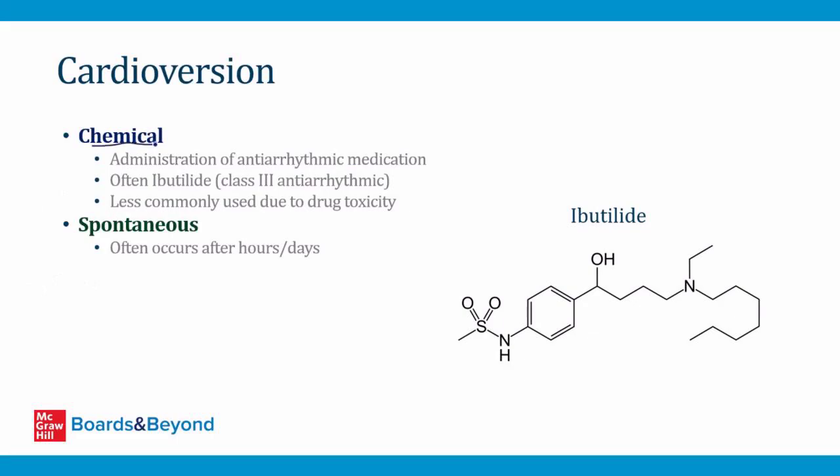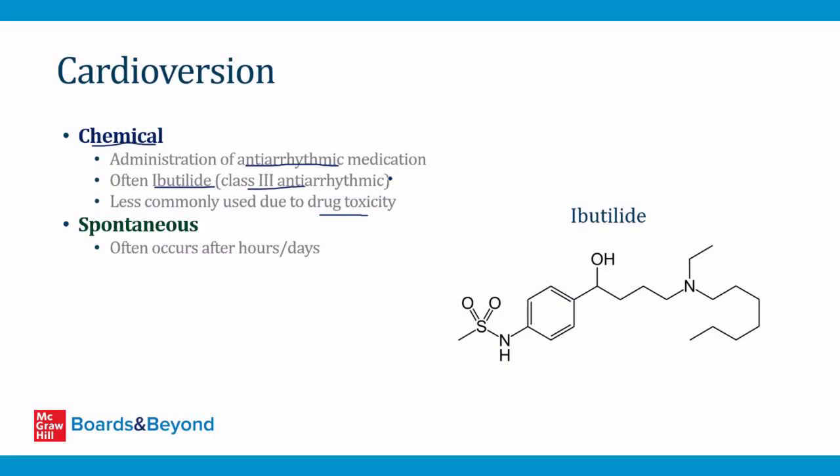This is called a chemical cardioversion. You administer an antiarrhythmic medication. The drug that's traditionally used for this is ibutilide. It's a class 3 antiarrhythmic agent that can be given intravenously. And we don't do this very commonly anymore because of toxicity of ibutilide. Believe it or not, it's safer to use anesthesia and do an electrical cardioversion because once the procedure is over, the patient is able to leave. With ibutilide, there are lingering effects that can lead to adverse events later, so you have to monitor the patient for several hours.